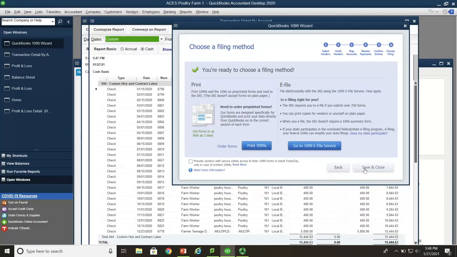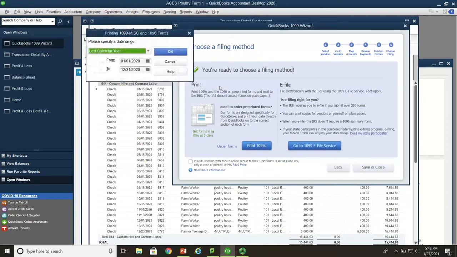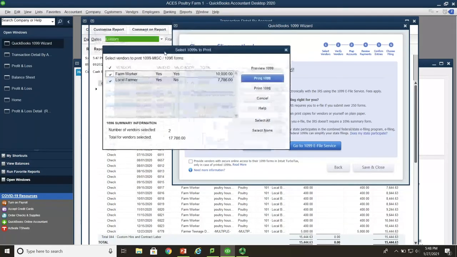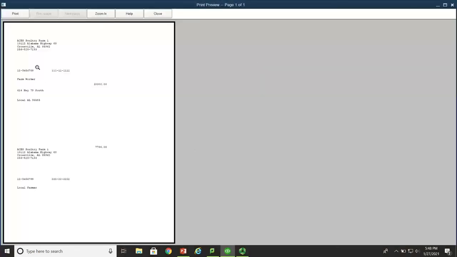And we're not actually filing, but we'll go ahead and print. There it is for last fiscal year. And we're going to preview the 1099s. And so here from the Aces Poultry Farm in Crossville, Alabama, is the name of our farm worker, and his name is Farm Worker, and there's his address, there's his Social Security number, there's the farm tax ID number, and there's the dollar amount in the correct box.